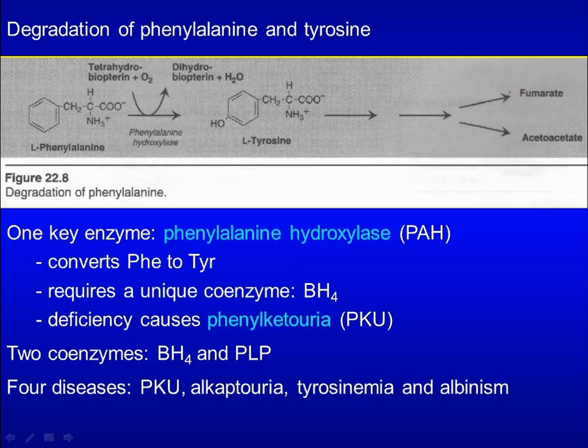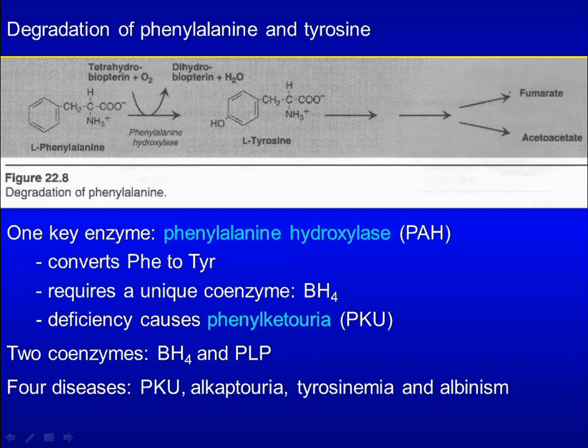In this pathway, one key enzyme is phenylalanine hydroxylase. It converts phenylalanine to tyrosine in the first step. It requires a unique coenzyme, BH4. A deficiency of this enzyme causes phenylketonuria. In this pathway, there are 2 significant coenzymes, BH4 and PLP.